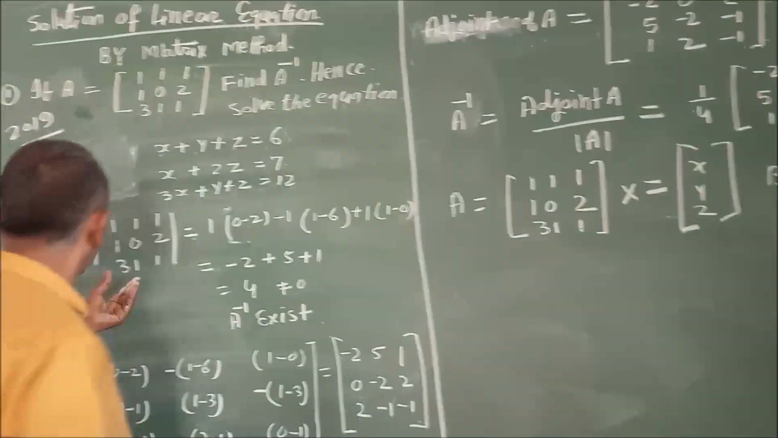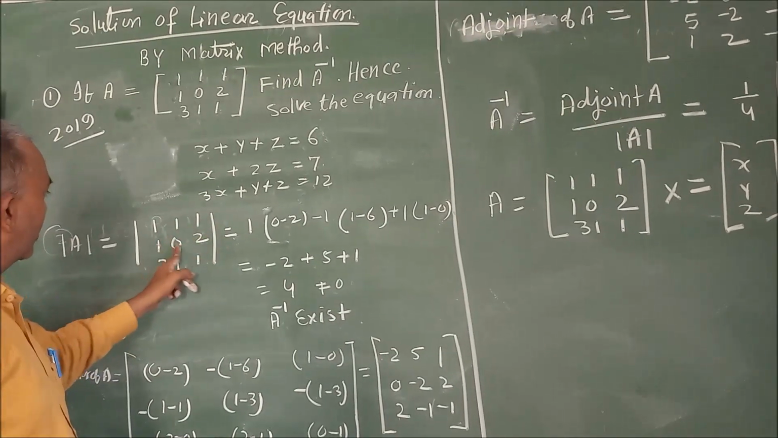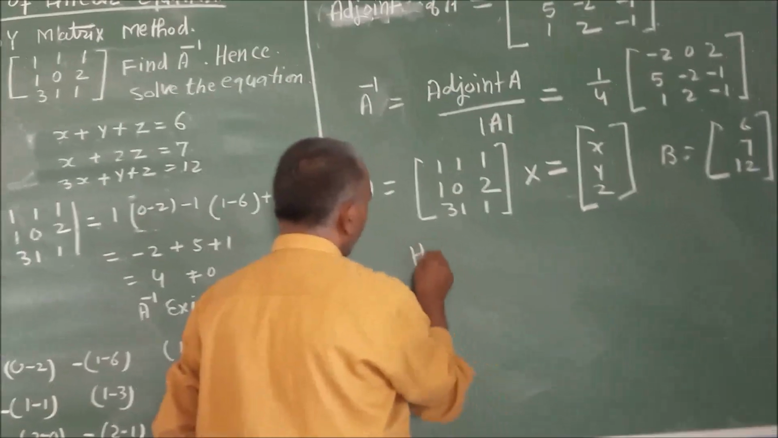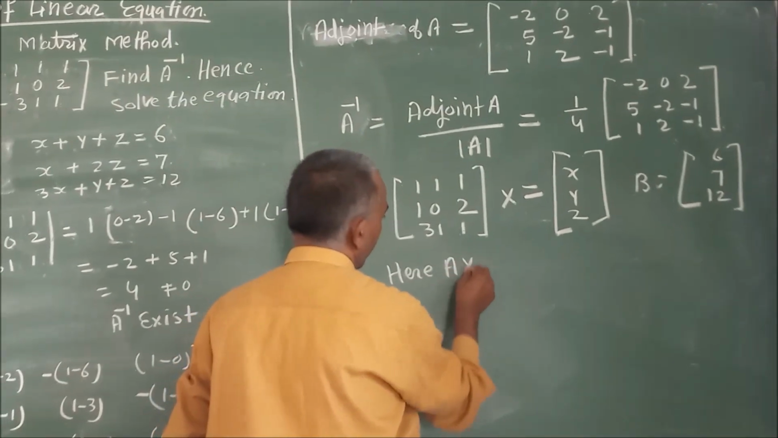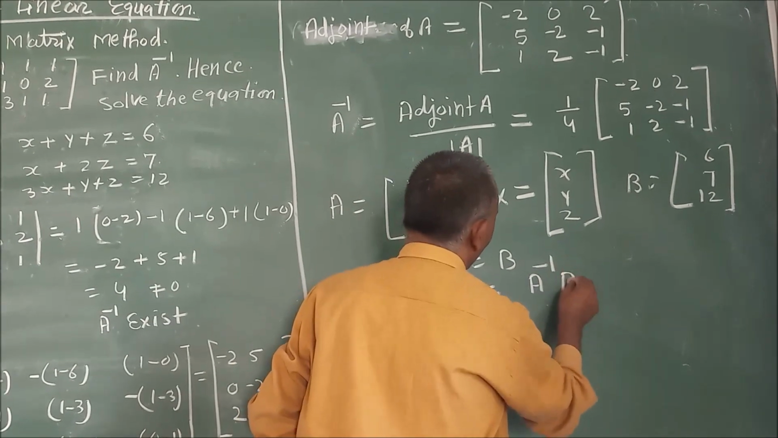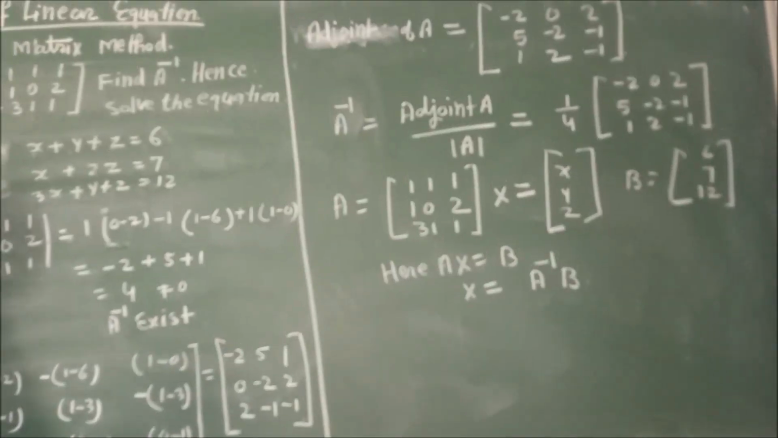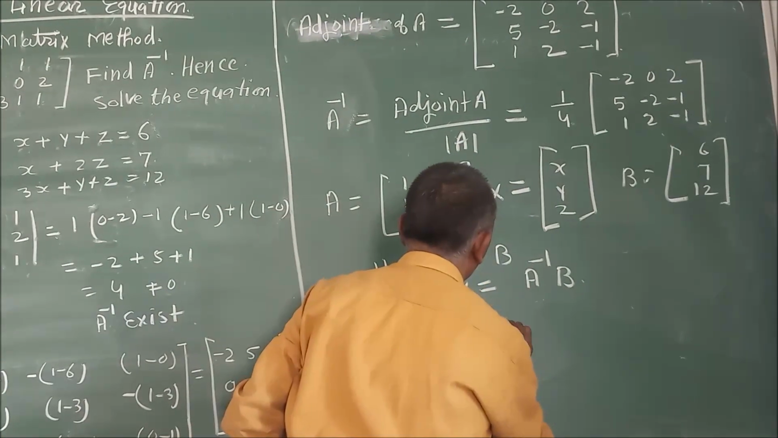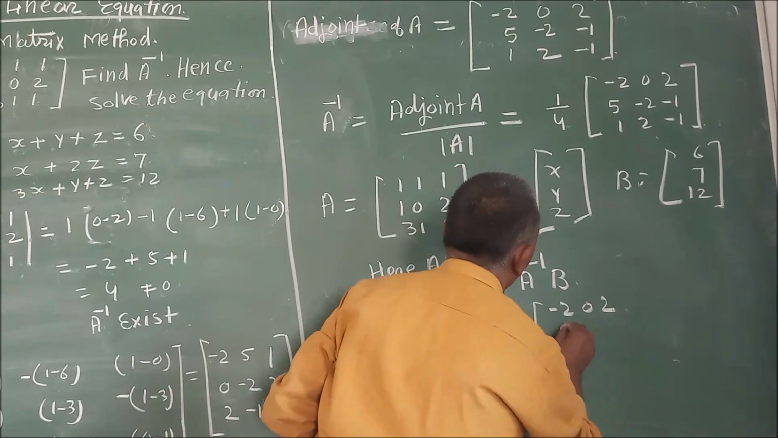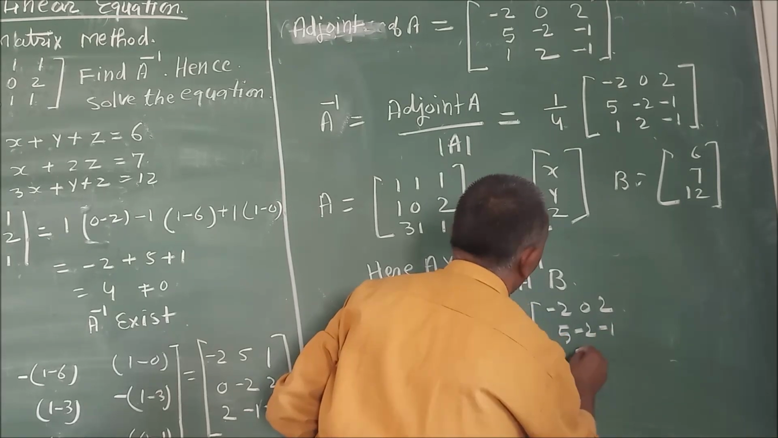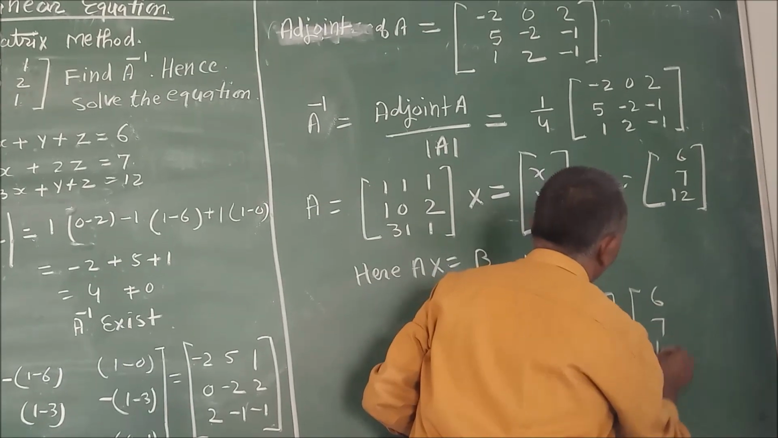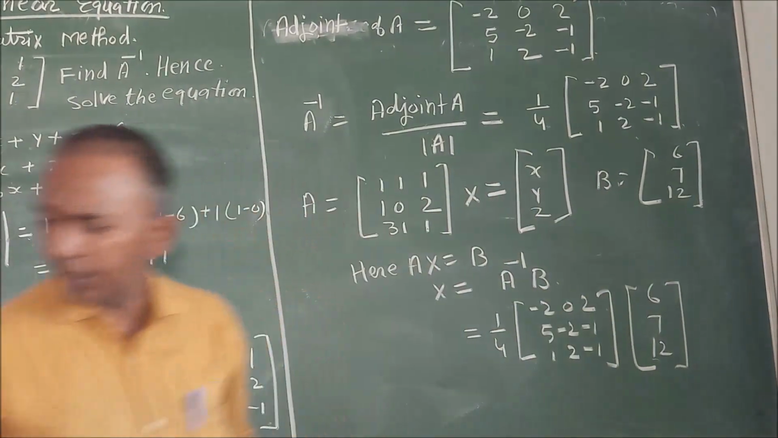Check here, this A and here A both are the same: 1 1 1, 1 0 2, 3 1 1. So we can write Ax is equal to B. That means X must be equal to A inverse B. We have already calculated the inverse. So this will be equal to 1 by 4 into minus 2 0 2, 5 minus 2 minus 1, 1 2 minus 1, into B, where B is 6 7 and 12.